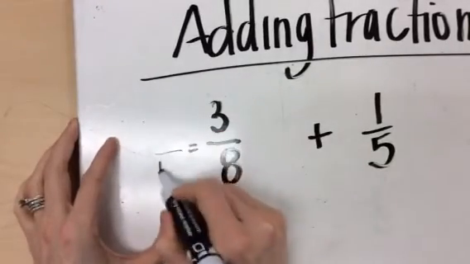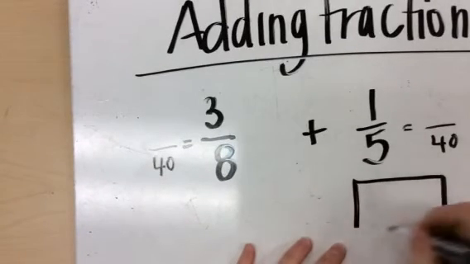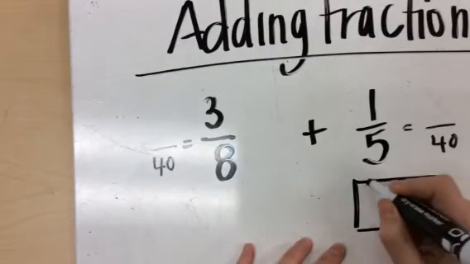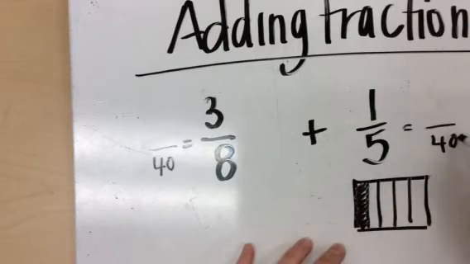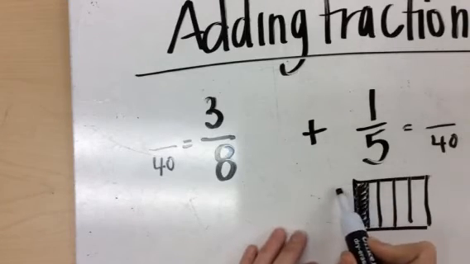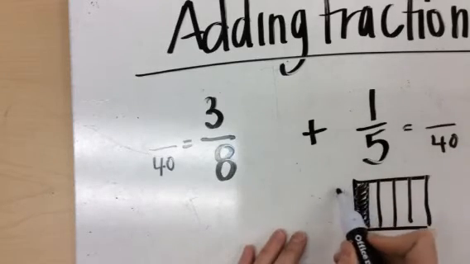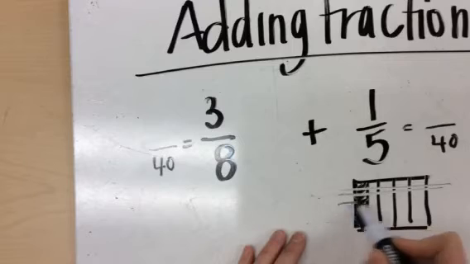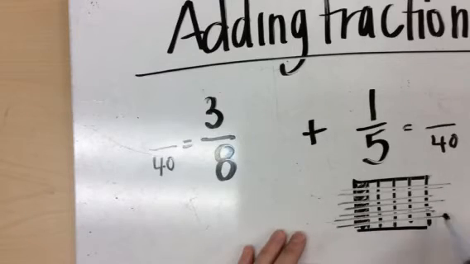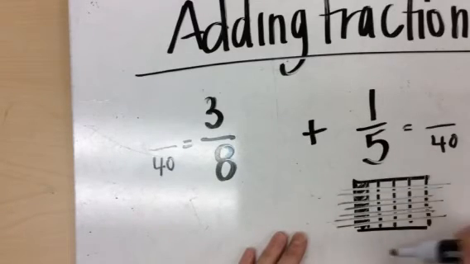So if this is out of 40 and this is out of 40, well, if I'm taking 1/5, okay, let's do this. That wasn't done well, sorry. Okay, so if I have 1/5 and I want to turn it into a 40th size piece, then I actually have to break this apart so that there's 40 total. So I'd have to break it up by 8 going this direction so that there's 40 total blocks. So 1, 2, 3, 4, 5, 6, 7. Okay, so now I have 8 out of a total of 40.